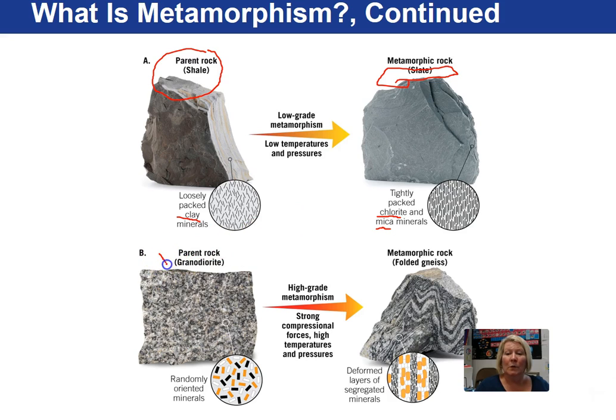In B, we have an igneous rock, if you remember, a granite and a diorite. This is an in-between, a granodiorite. And under high-grade metamorphism and differential stress, what happens is you get a folded metamorphic rock called a gneiss. Gneiss is spelled G-N-E-I-S-S. In this rock, you get an actual banding of the light and dark silicate minerals.